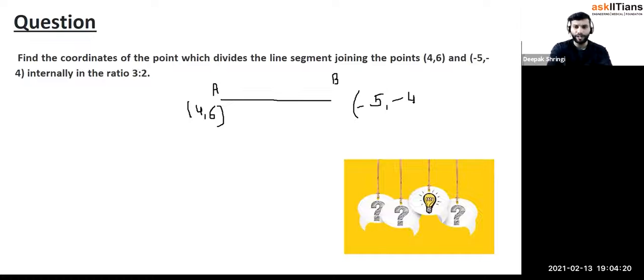So x1 is 4. Sorry, y1 is 6. x2 is minus 5, and y2 is minus 4. And the point P is lying in between them, right? P is lying somewhere between A and B. So the ratio is given to you, it is 3:2. From here to here it is 3, and from the remaining one it is 2, right?